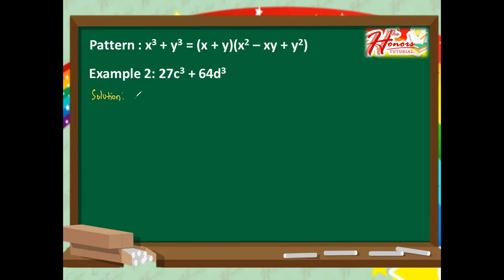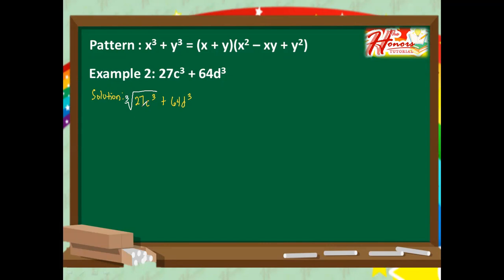So we have here 27c cubed plus 64d cubed. Next, you have to get the cube root of each term. So cube root of this. So let's have 27 first.